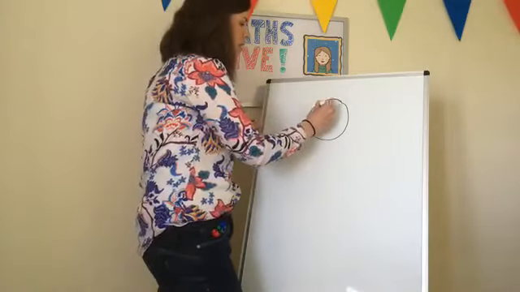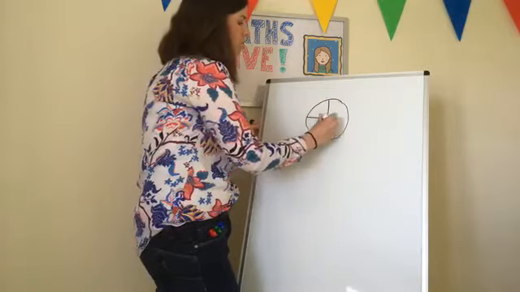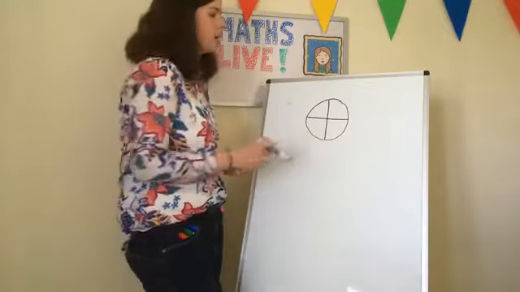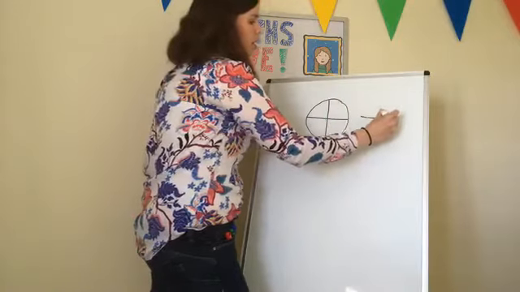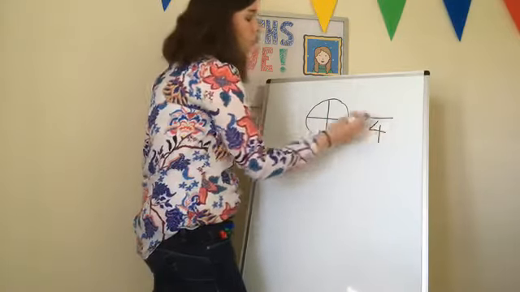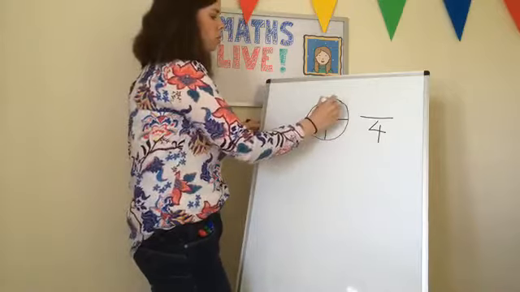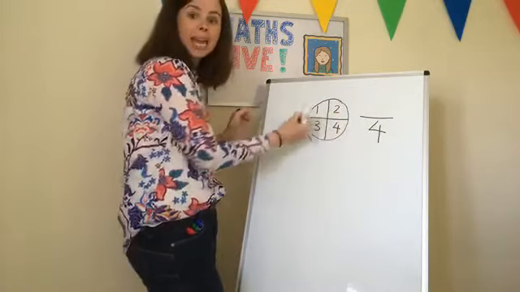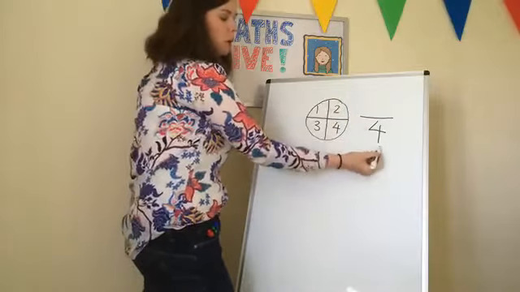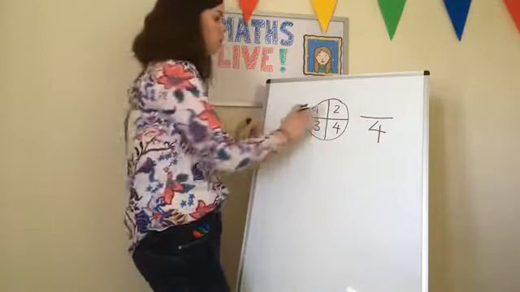So if I split a pizza into 4 parts, the total number of parts there is 4. So there's 1, 2, 3, 4. I have split that shape into 4 parts. So my denominator is 4.